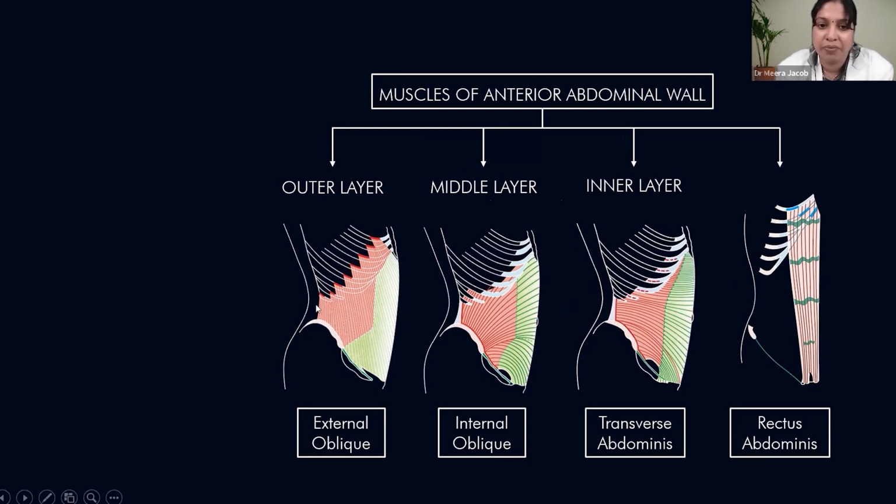So you can see the first muscle here, the outermost muscle is called external oblique muscle. The fibers are running obliquely, that's why the name external oblique. In the middle layer, we can see internal oblique, even that is ending in an aponeurosis. And the third, the innermost layer, is called as transverse abdominis. So these are all seen in the lateral aspect of the anterior abdominal wall.